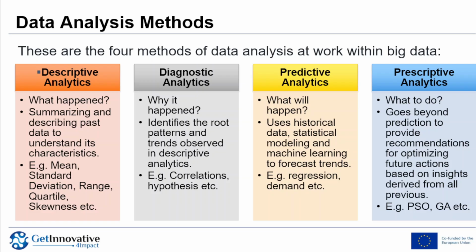Whereas diagnostic analytics covers why it happened, and it basically identifies the root cause and the trends that could be followed in descriptive analysis. It could include correlations and hypotheses. Predictive analysis basically uses historical data, statistical modeling and machine learning in order to forecast the trends. It includes regression and demand.